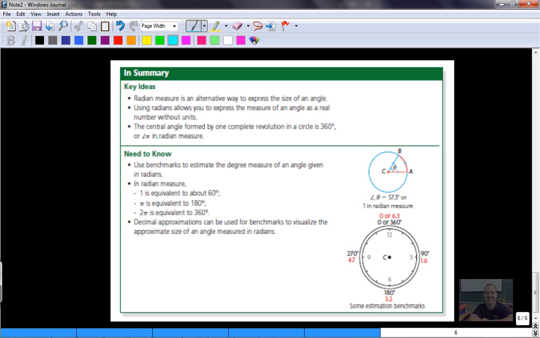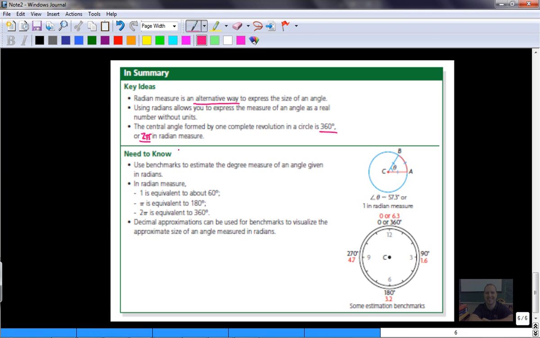Okay, so if you just look at the summary with me, girls. All right. Radian measure is an alternative way to express the size of an angle. Using radians allows you to express the measure of the angle as a real number without units. Remember, we said we don't have to put the radians as units there. The central angle formed by one complete revolution is 360 degrees, or 2 pi radians. I should say 2 pi.